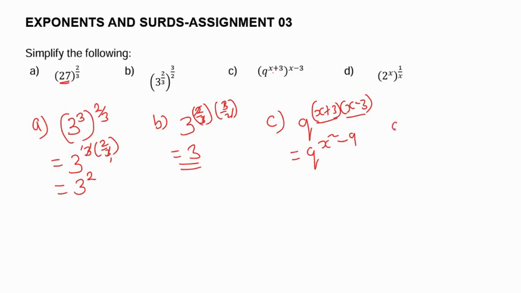And then D, the last one. So it's 2 to the power x times 1 over x. Multiply the exponents. It becomes 2 to the power x into x is 1. So we just remain with 1 there. So it's 2 to the power 1, which is equal to 2.